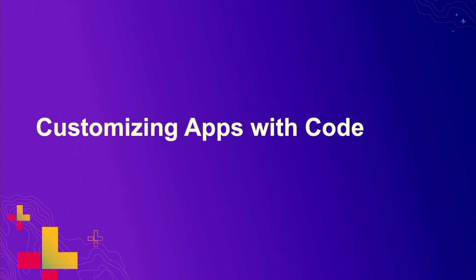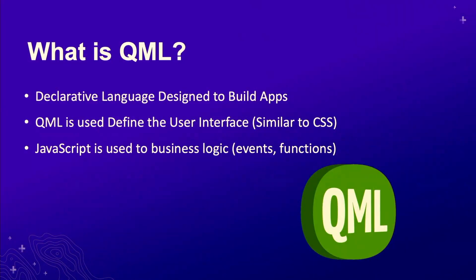But let's say you want to add some functionality to, or even remove functionality from, our template. So we wanted to show you how to get into the source code and add some code, and then add a few functionalities. Before I begin, I just wanted to set the stage that the language used to create AppStudio apps is called QML, Qt Meta Language. It is a declarative language designed to build apps.